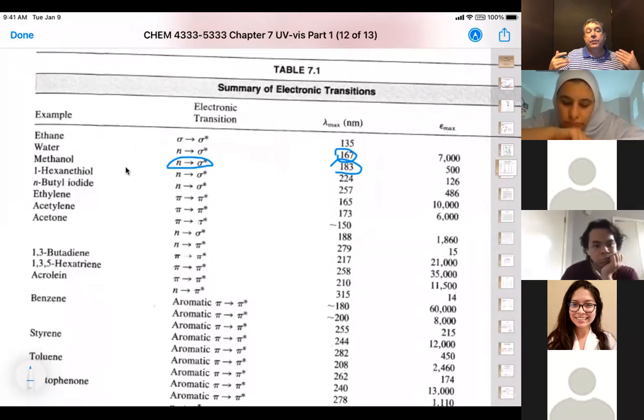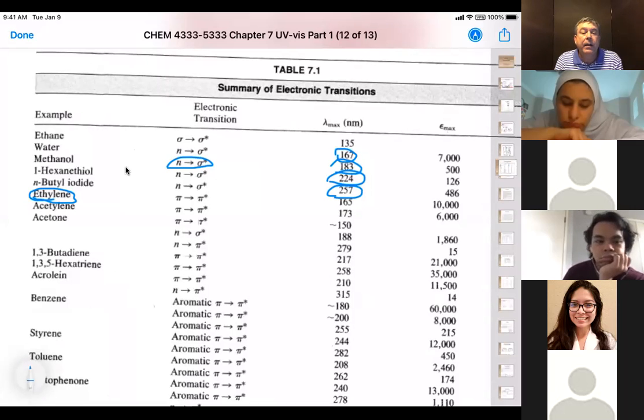And then we get to the thiol, which has lone pairs on it. Halogens have 3 lone pairs on them, so they also have that transition. And we're getting easier and easier to make that transition. Notice that the wavelength is getting closer and closer to visible. Visible starts right around 400, so we're getting closer and closer to visible light. And then our first look at a pi to pi star transition is in ethylene.